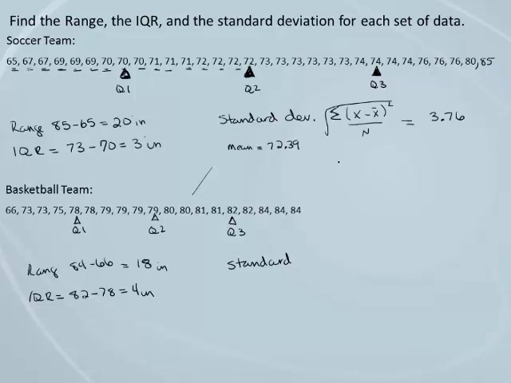My standard deviation, again using the same formula, is 4.36. So that means that most of my heights are within 4.36 inches of the mean.